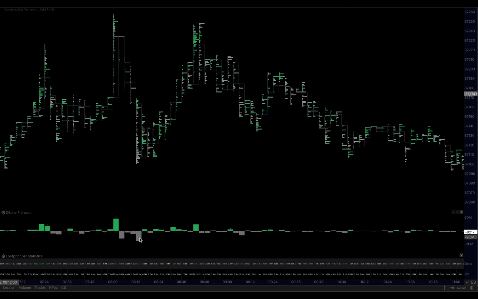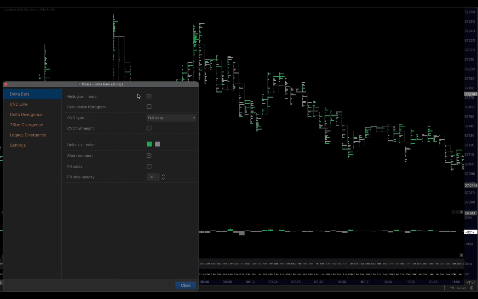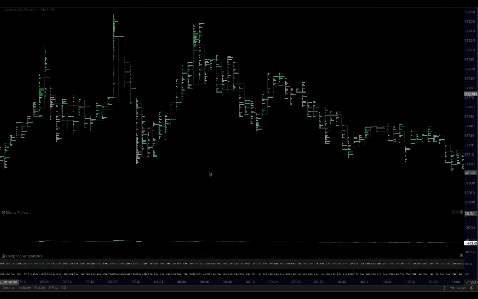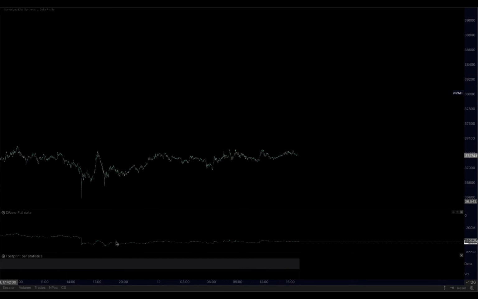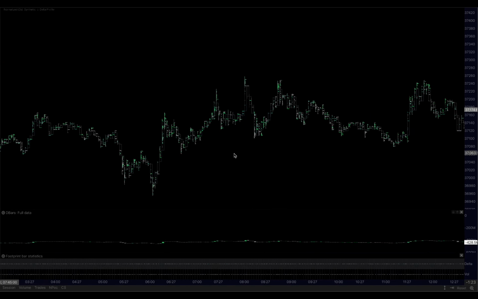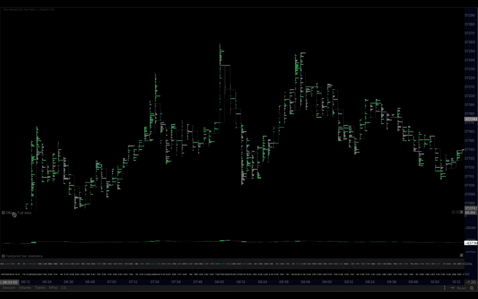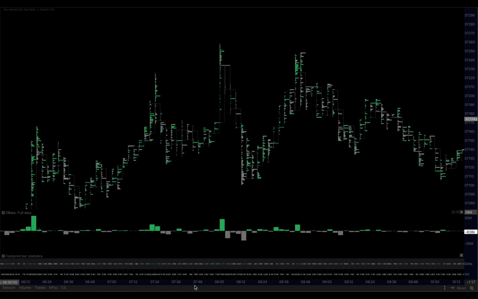You also want to look for CVD divergence. This means that when price, for example, makes a lower high, and CVD makes a higher high, or price makes higher lows, while CVD is making lower lows. You can view this if you go to the delta bars. This is on ExoCharts. It's my favorite platform. Delta bars, turn off the histogram mode, and now you can see how CVD is over time. So that's what you're looking for, either divergence in CVD or delta spikes in delta bars.